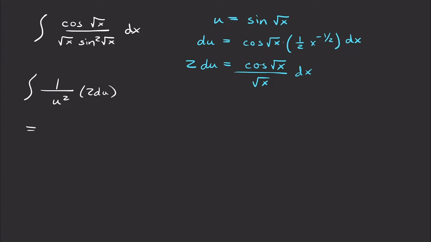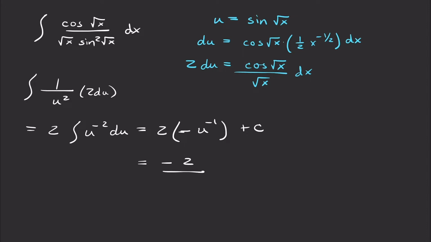Okay, so now our 2 is going to come out front, and we get the integral of u to the minus 2 du, which is going to be 2 times, we'll increase the exponent to minus 1, and the minus 1 comes down, so that's just a minus sign, plus c. And then if we plug in, we get minus 2, and then our u is going to go to the bottom since it's a negative exponent, and that is sine of the square root of x, all plus c.